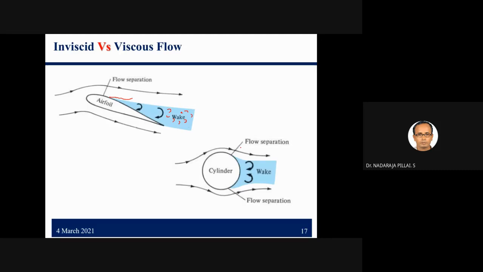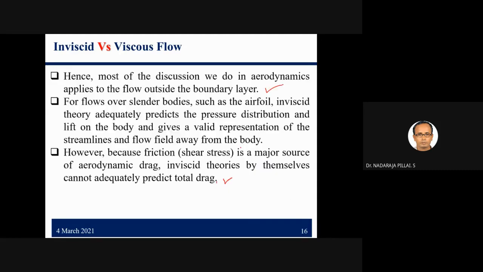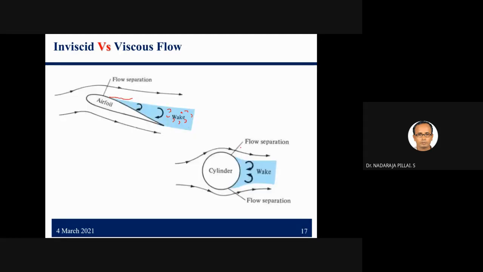So the overall assumption is that only for the region adjacent to the solid surface do we need to consider the viscous nature. Beyond that, we need not consider the viscous flow, and hence for certain aerodynamic bodies, the inviscid theory is adequate to predict the flow characteristics, right? Flow characteristics such as drag, lift, and streamlines.